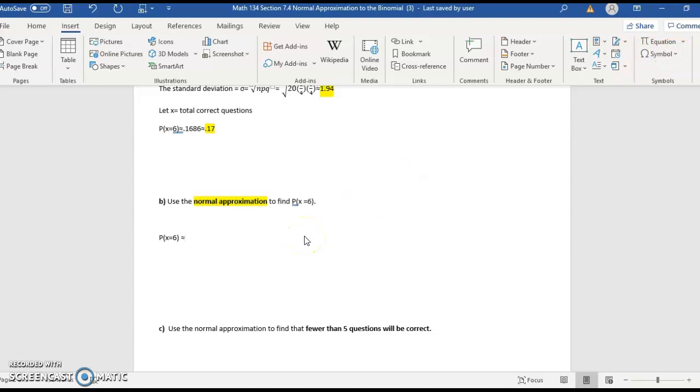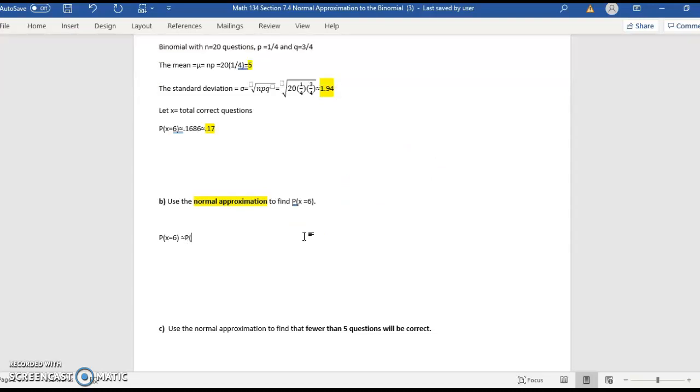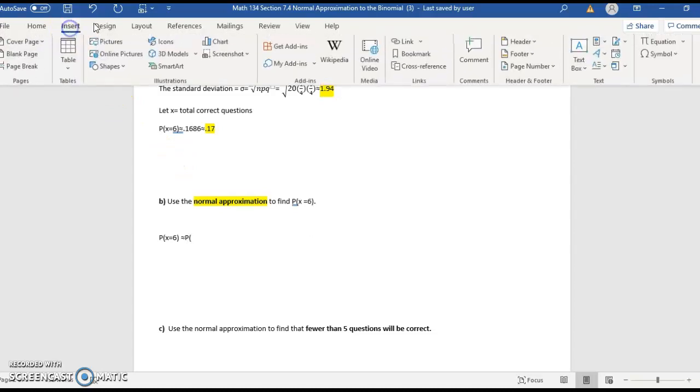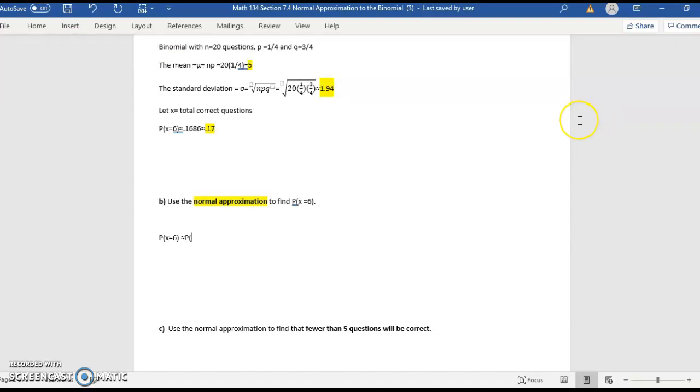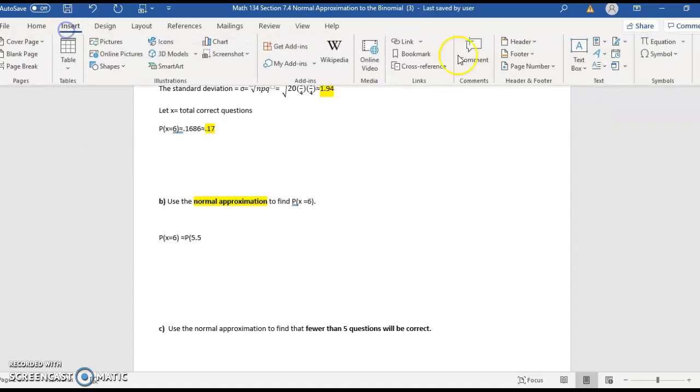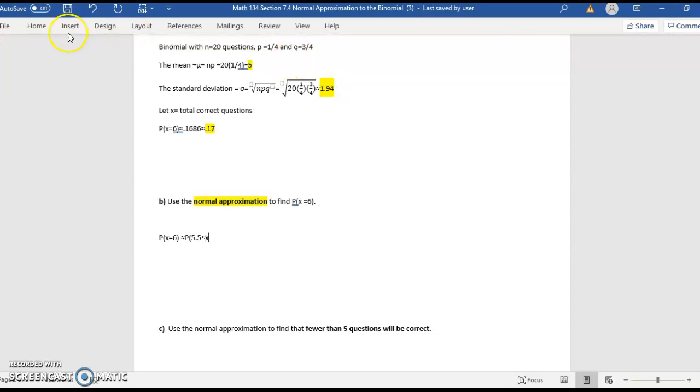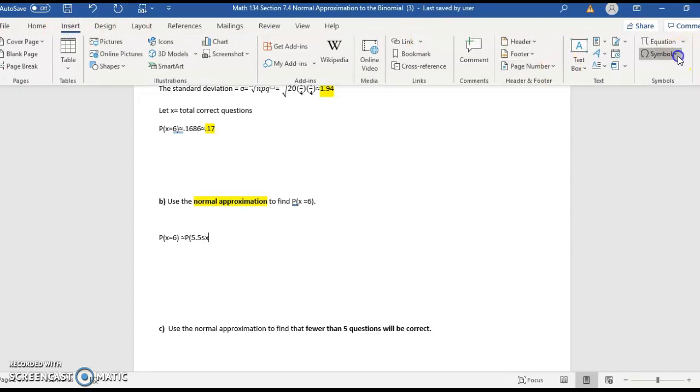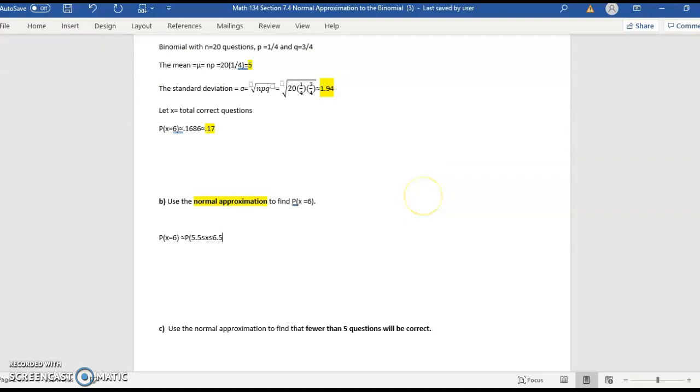Within the normal approximation, this is going to be the probability that x is in between the following 2 statements. So you're going to write it as an inequality. And in this case, it's going to be less than or equal to, so it'll be 5.5, and your actual random variable is going to be in between those two. So x, and then the upper bound, it's going to be 6.5.